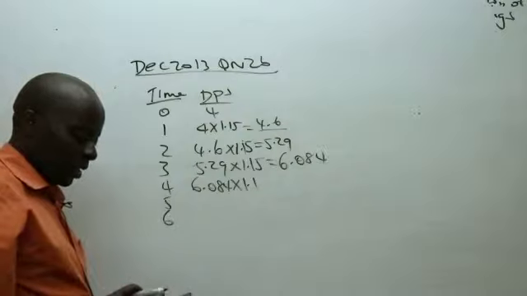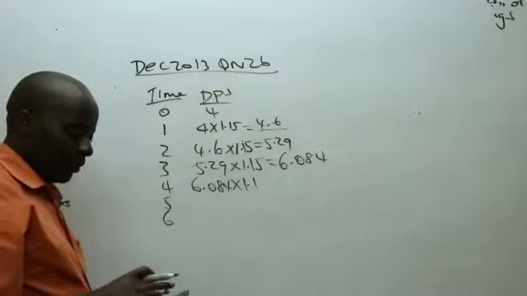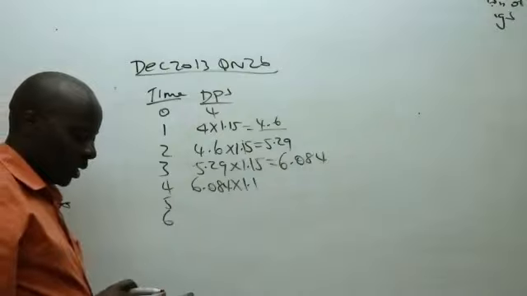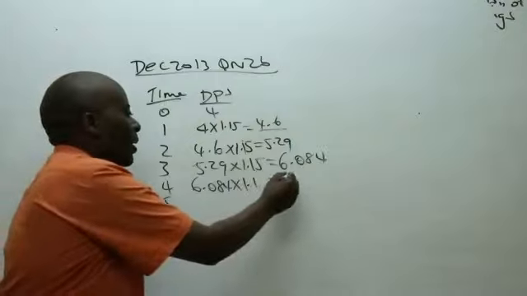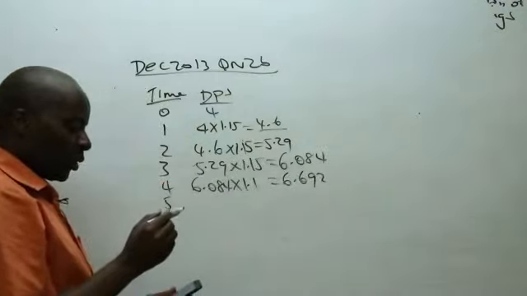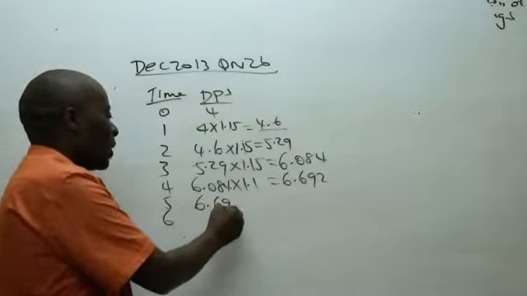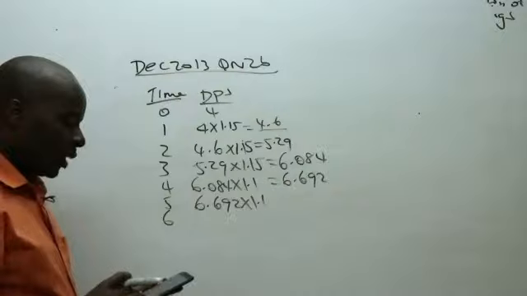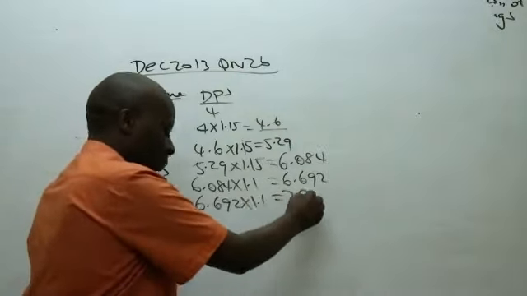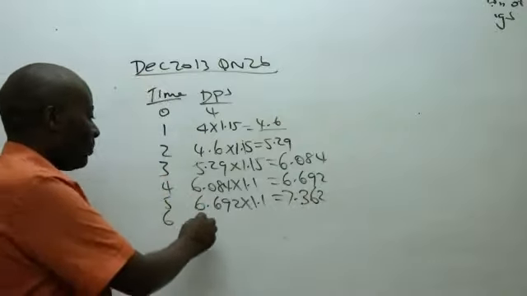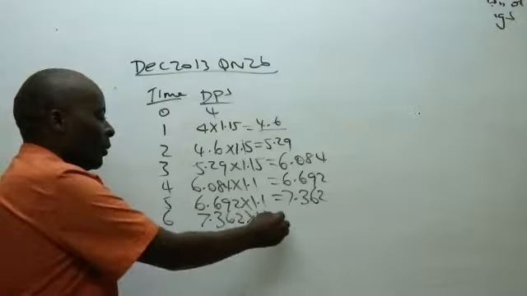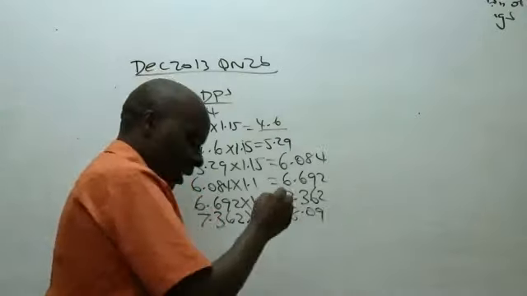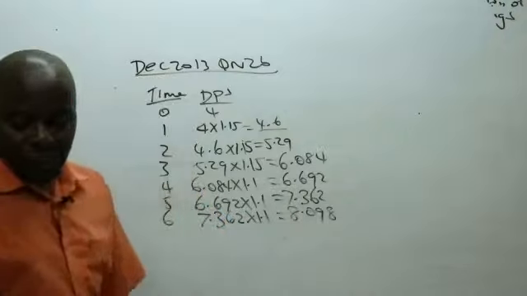So we have 6.084 times 1.1, which will give us 6.692. This 6.692 is what I bring here, growing by 10%. So times 1.1, which will give me 7.362, and then I have the same 7.362 growing by 10%. So times 1.1, which will end up giving us 8.09. And then what happens after the 6th year?